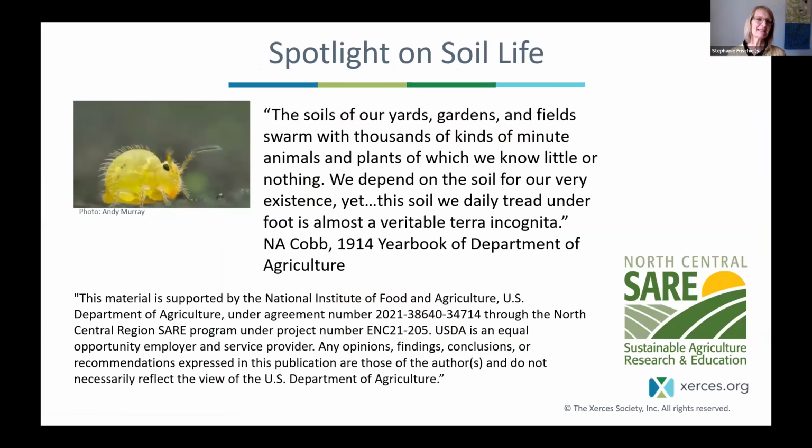And finally, I'd like to wrap things up here with this quote: the soils of our yards, gardens, and fields swarm with thousands of kinds of minute animals and plants, of which we know little or nothing. We totally depend on the soil for our very existence, and yet the soil we daily tread underfoot is almost a veritable terra incognita. This was true in 1914 when it was published, and although we understand a little bit more today, there's still so much more to learn and be aware of.